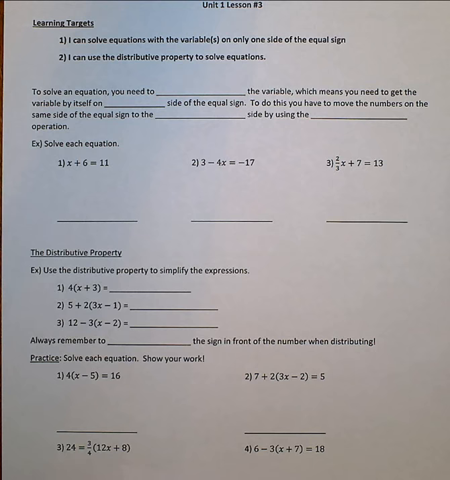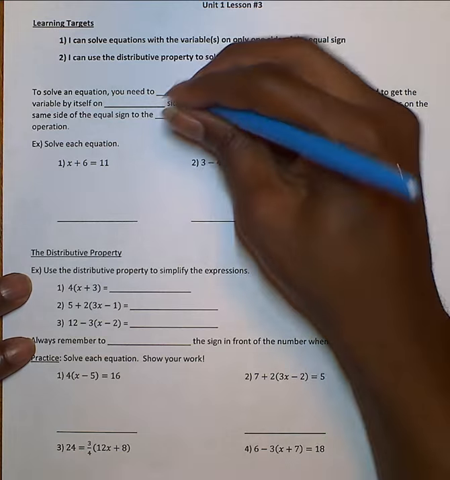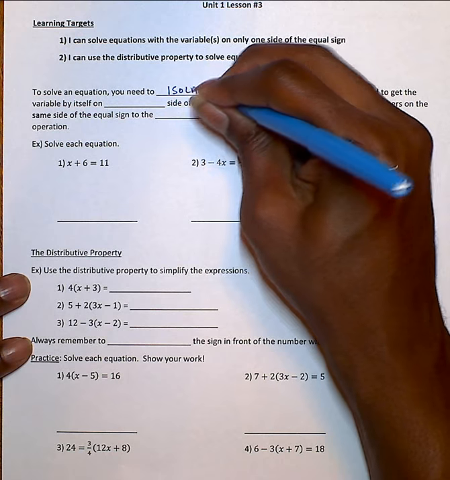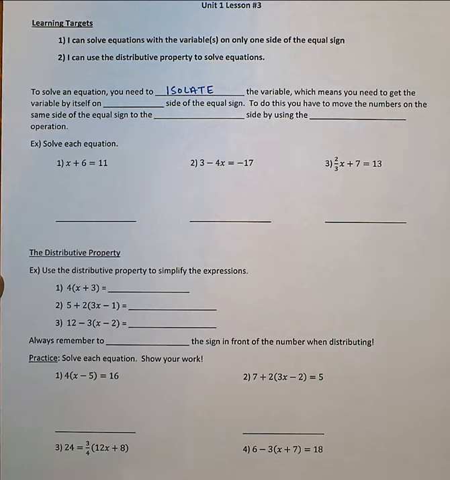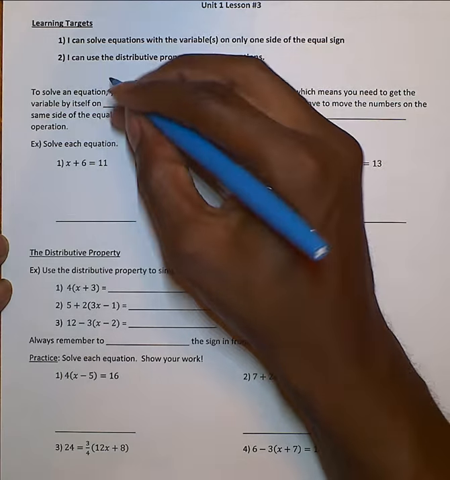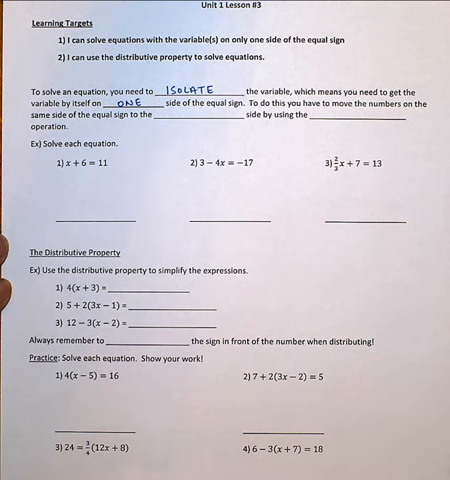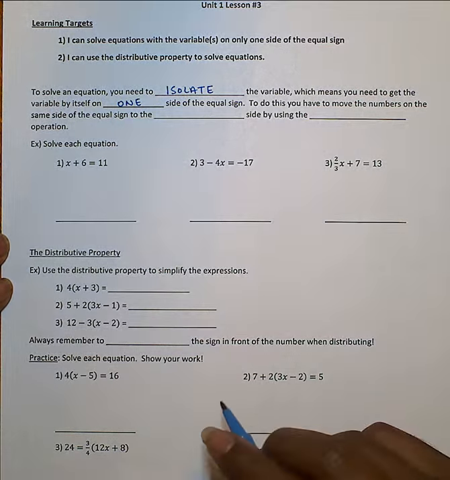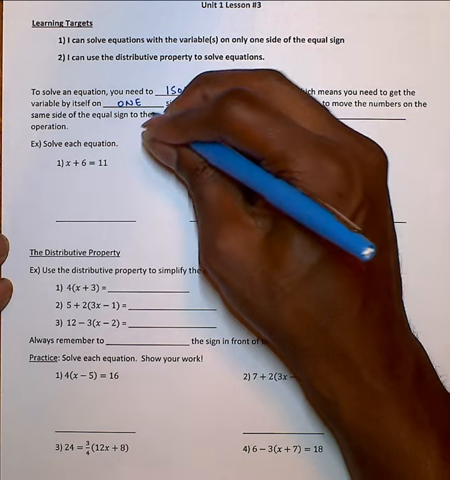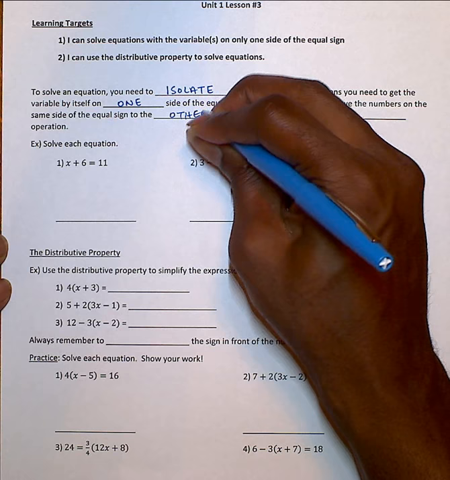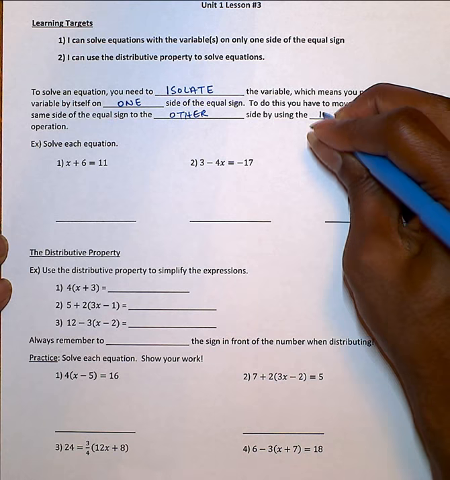To solve an equation, you need to isolate the variable. That's what solving the equation means. That basically says get the variable on one side of the equation by itself, or one side of the equal sign. To do this, you have to move the numbers on the same side of the equal sign to the opposite side, or other side. And we do that by using inverse operations.